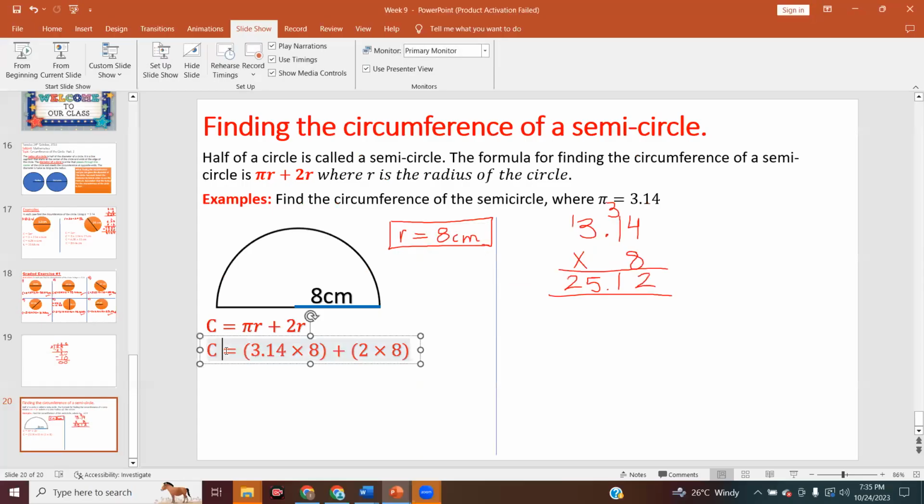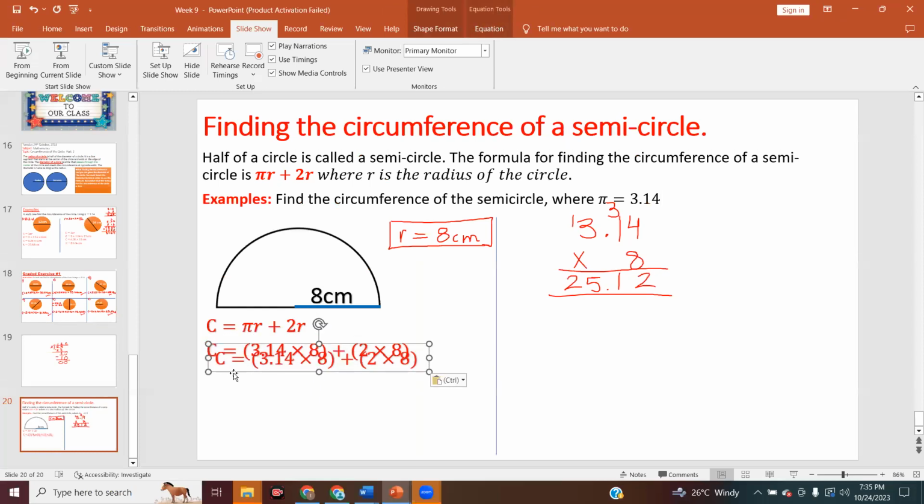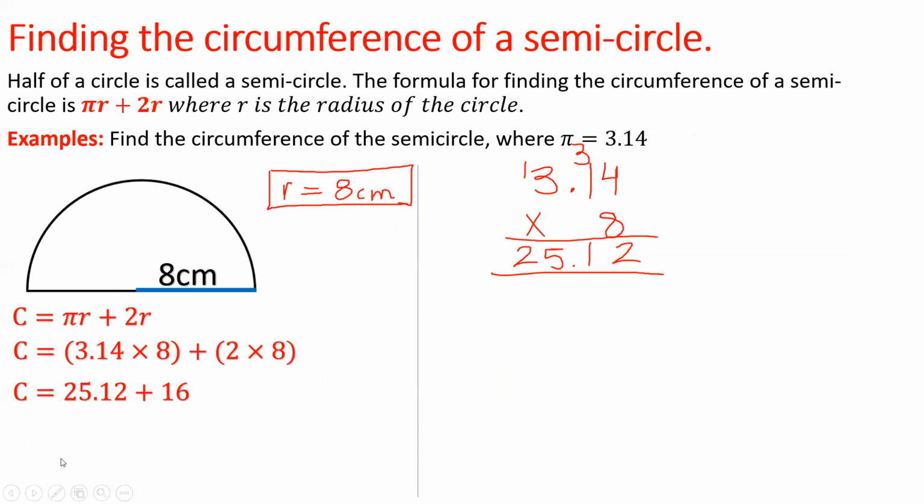So the circumference is going to be equal to 25.12 plus what is 2 times 8? 16. Very good. And now we have 25.12 plus 16. What is 25.12 plus 16? Let's add them.